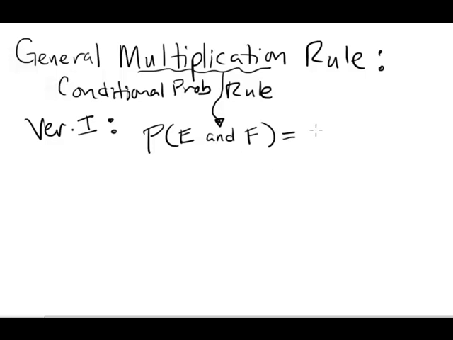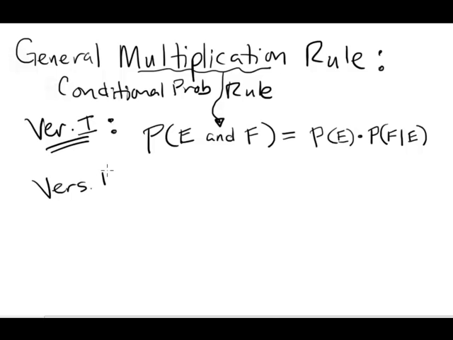Well, anyways, the general multiplication rule says that if you take the probability of E and you multiply it by the probability, and this is how you read it, of F given that E has occurred, if you multiply these two things, you'll get the probability of E and F. So that's one way to write this. I'm calling it version 1 here. One way to write this multiplication rule.